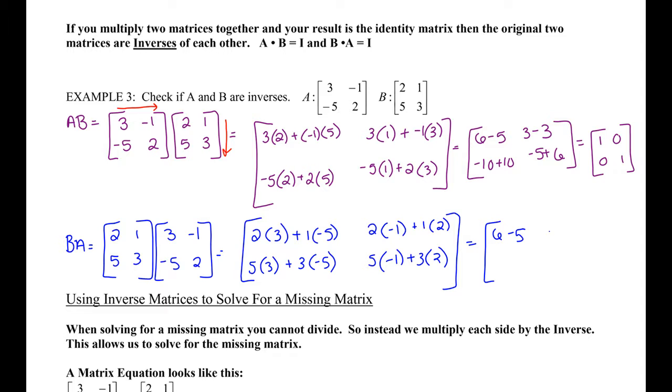-2 plus 2, 15 minus 15, and -5 plus 6, which again gives me my identity matrix 1, 0, 0, 1. So because they both give you the identity matrix, you can say that these are inverses of each other.